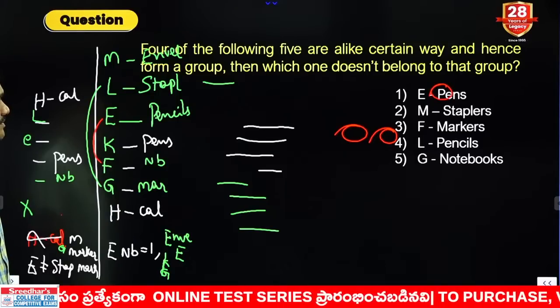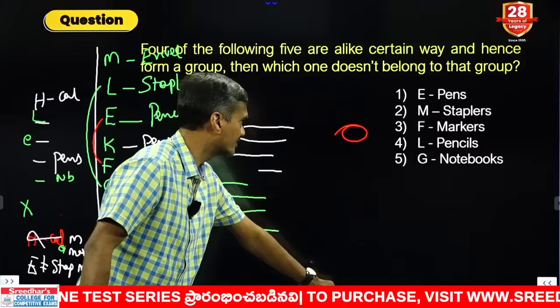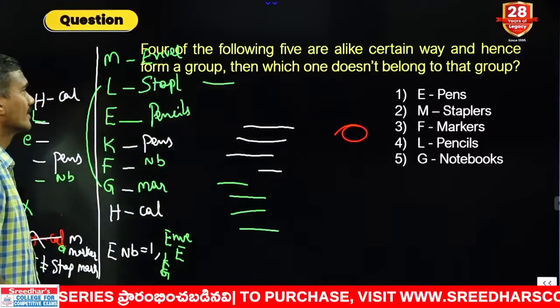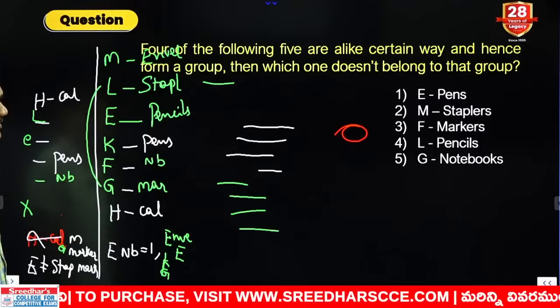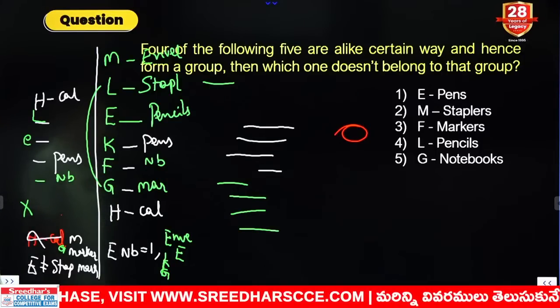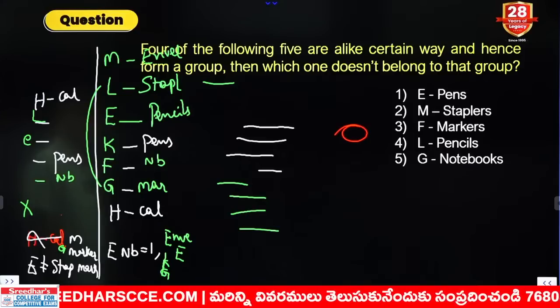The 10th one: 4 out of the following 5 are alike in a certain way and hence form a group. Then find out the one which does not belong to that group. It comes in which category? Odd one out. Then in this odd one out, E and pens.